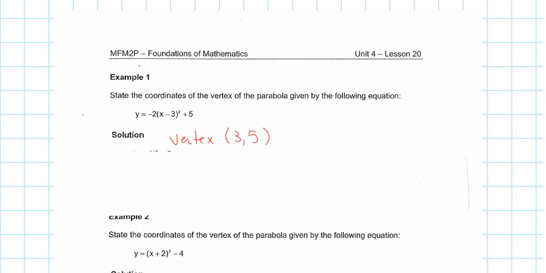Which direction is this going to open? Down, because it's a negative a value, right? So this is going to open down because your a value is negative. You can state that, but the question is not asking you for this. The question is just asking you to state the vertex. Okay?